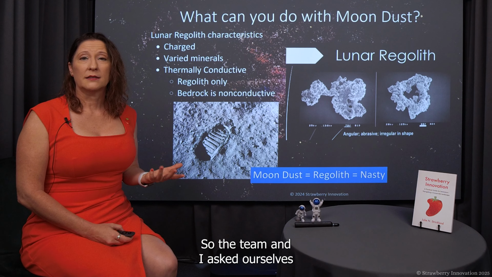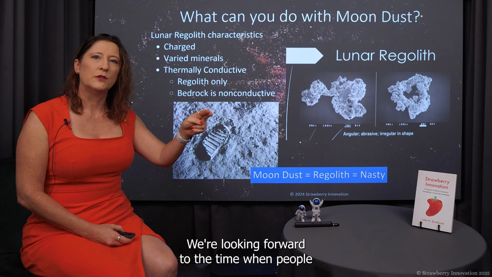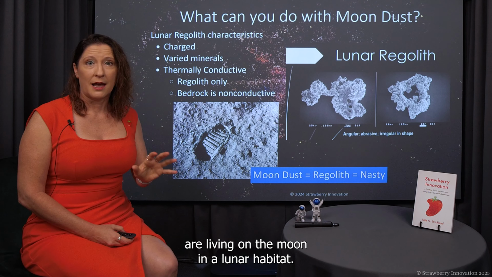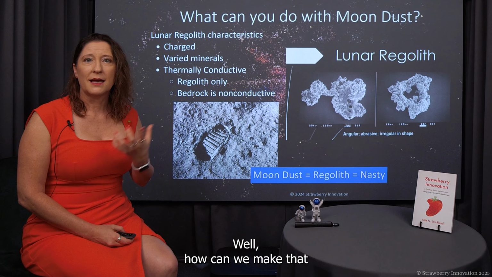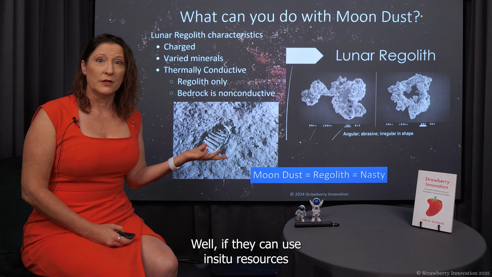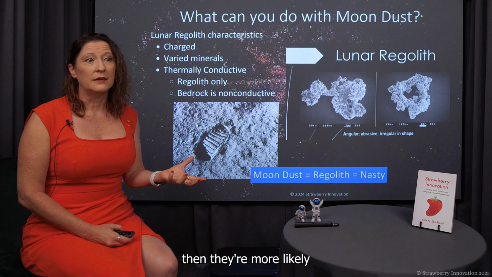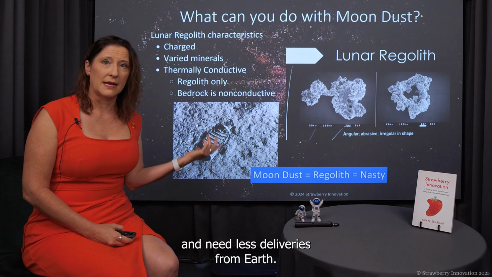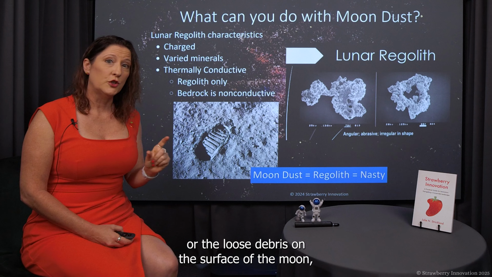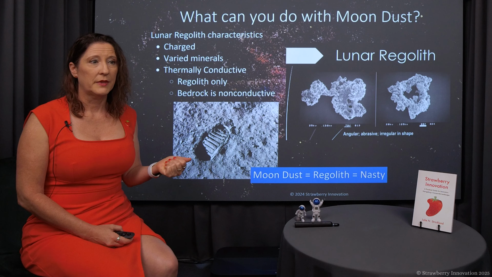So the team and I asked ourselves, what can we do with the resources on the moon? We're looking forward to the time when people are living on the moon in a lunar habitat. Well, how can we make that lunar habitat self-sustaining? Well, if they can use in situ resources, or resources found there on the moon, then they're more likely to be successful and need fewer deliveries from Earth. So looking at the lunar regolith, or the loose debris on the surface of the moon, we looked at the characteristics.